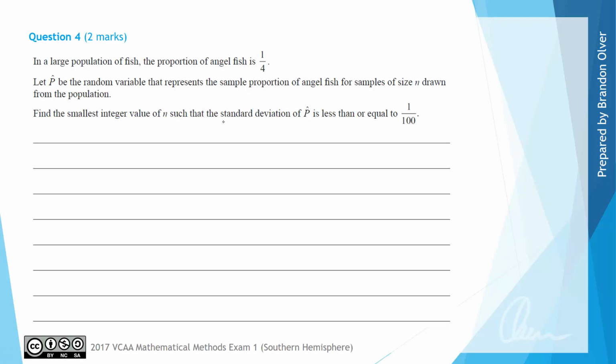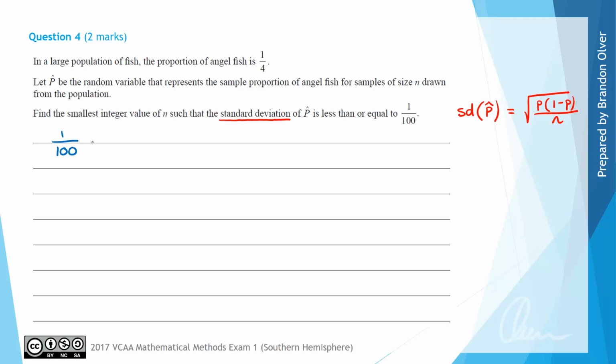So the first thing we're going to do is look at our formula sheet and see that there's a formula for the standard deviation of P hat. So we're just going to write that out to the side here, that the standard deviation of P hat is equal to the square root of P times 1 minus P over n. So for this question we want the standard deviation to be less than or equal to 1 divided by 100. So I'm just going to solve the equals to equation.